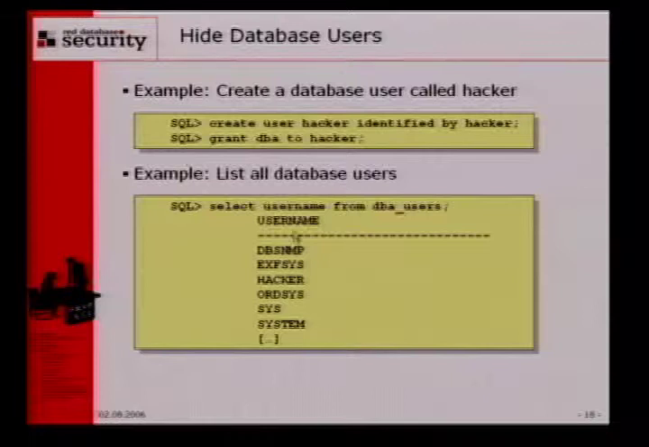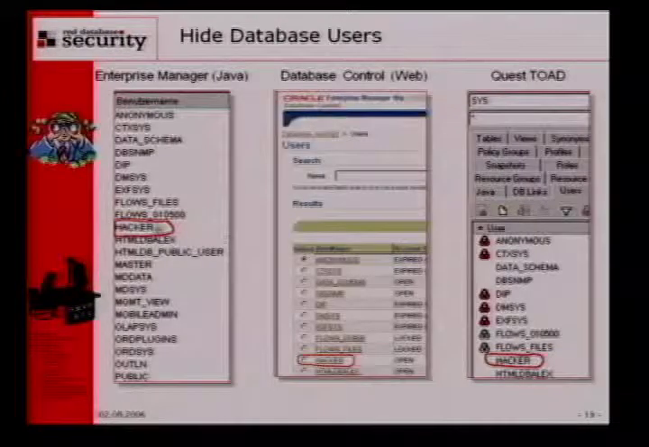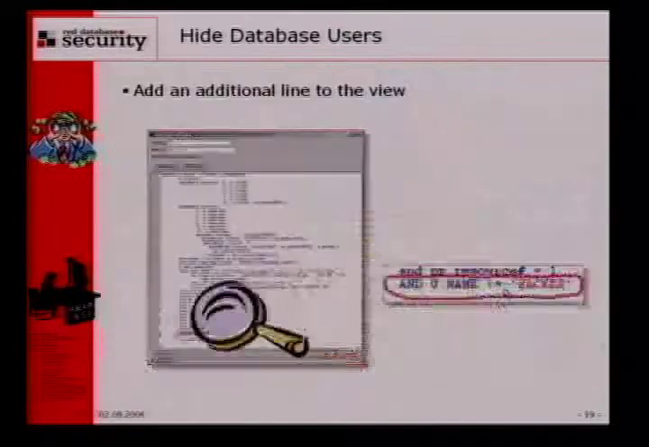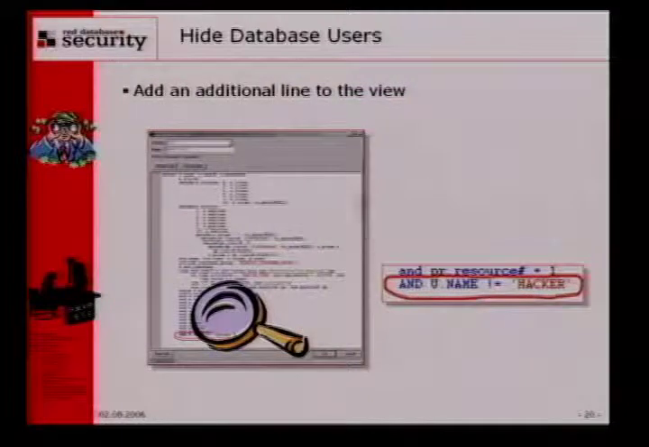And now we try our trick. Nowadays a lot of DBAs are using graphical user interfaces. So we can see the user hacker in Enterprise Manager and Database Control or in Toad from Quest. And now comes the trick. We are modifying the view DBA_USERS and we are adding one single row: and uname not equal hacker. This means show everything except the user called hacker.